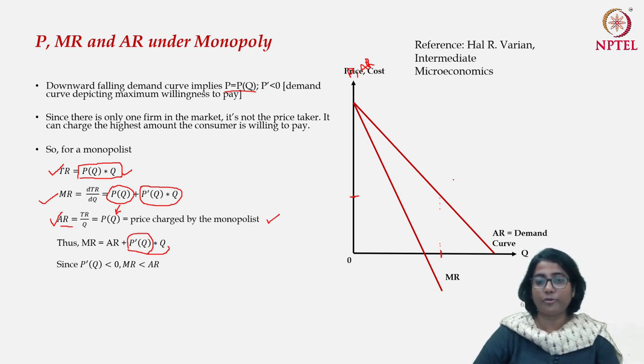The only point that we want to make here is that in case of a monopoly, unlike a perfectly competitive market structure, the demand curve is not the marginal revenue curve, and the demand curve is also not the average revenue curve. So the equality between the price, marginal revenue and average revenue needs to be re-looked at in case of the behavior of a monopolist.